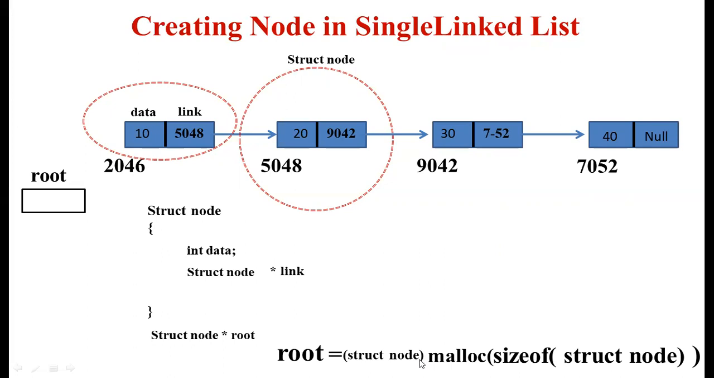So 2046 will be stored here into this root, so that it will be pointing here. So always we maintain the first node address in the root variable, and all the remaining nodes are connected to one another. That is what we call a linked list.